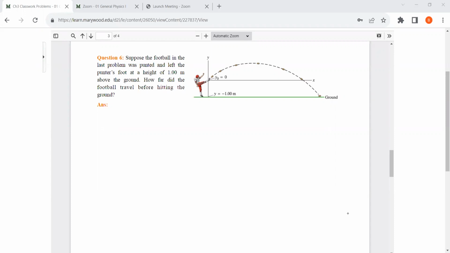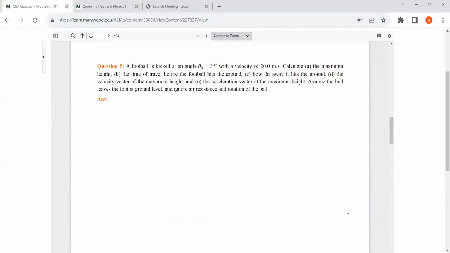Remember that in the last lecture, we solved a problem. Let me go to that problem. So here we solved a problem, and this was something like this. This is the origin. The football was kicked from this position, from the origin. So this was the origin, and it was basically the general problem.